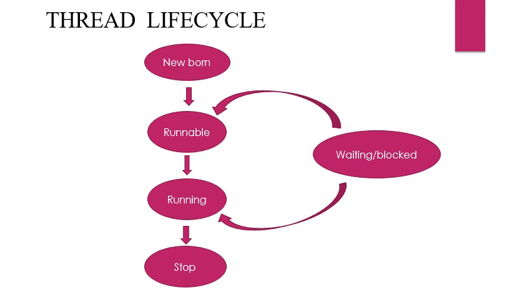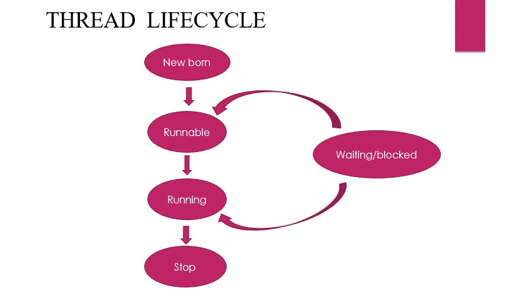In order to access these methods of a thread, first we have to create an object for a thread. After the creation of the object, the thread will be in the new state. That is nothing but the newborn state. As you can see, the first state on the screen is newborn.